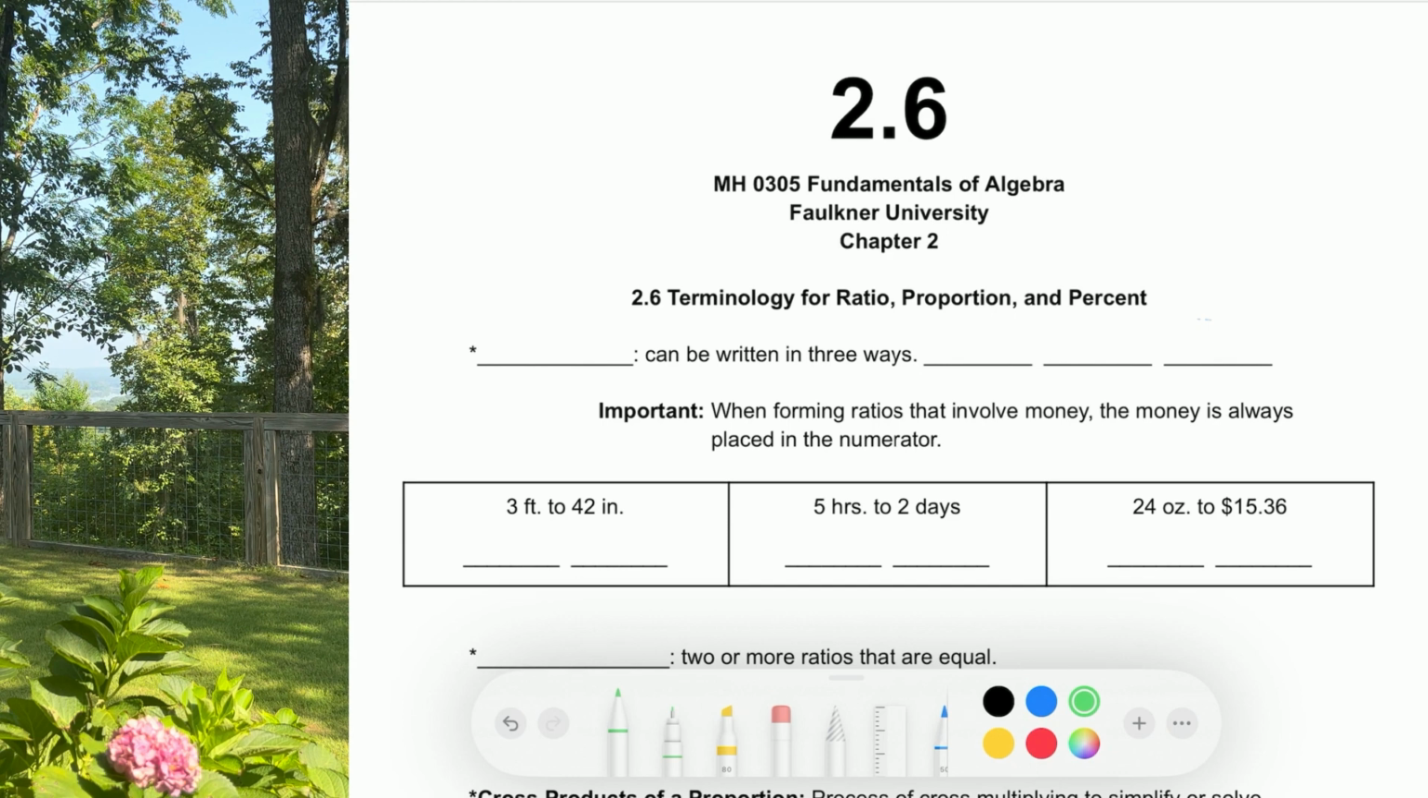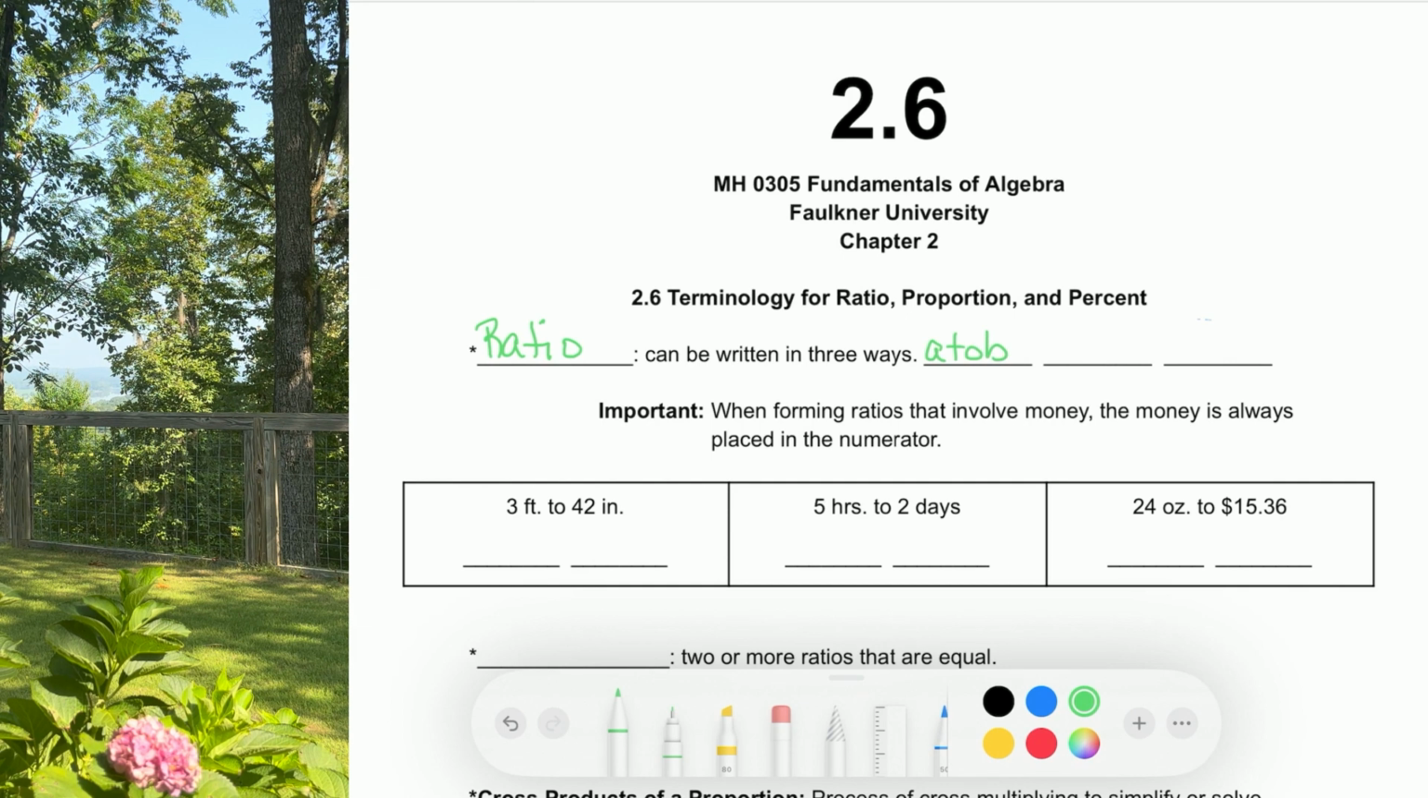Welcome back, students. We'll be looking at section 2.6, terminology for ratios, proportions, and percent. Our first blank is going to have the term ratio. Ratios can be written in three ways.